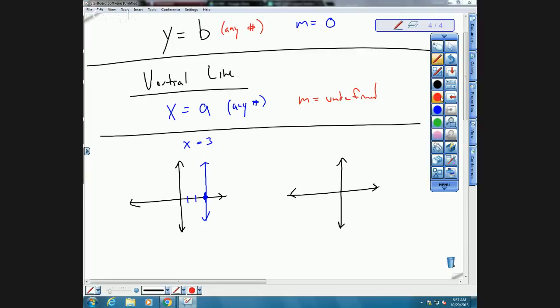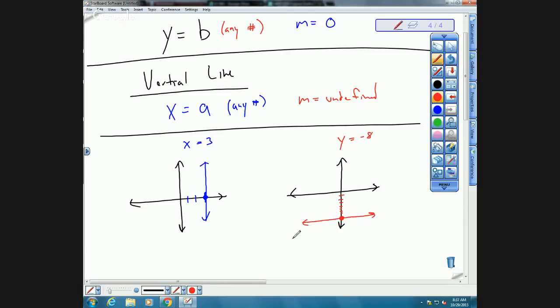Same thing with the y. If it's y equals -8, I come down here to -8. I know that's y equals -8 down here, right? 1, 2, 3, 4, 5, 6, 7, 8. So y equals -8 is down here. So I put my point. Would it make any sense to draw it this way? No. So it's got to go this way.